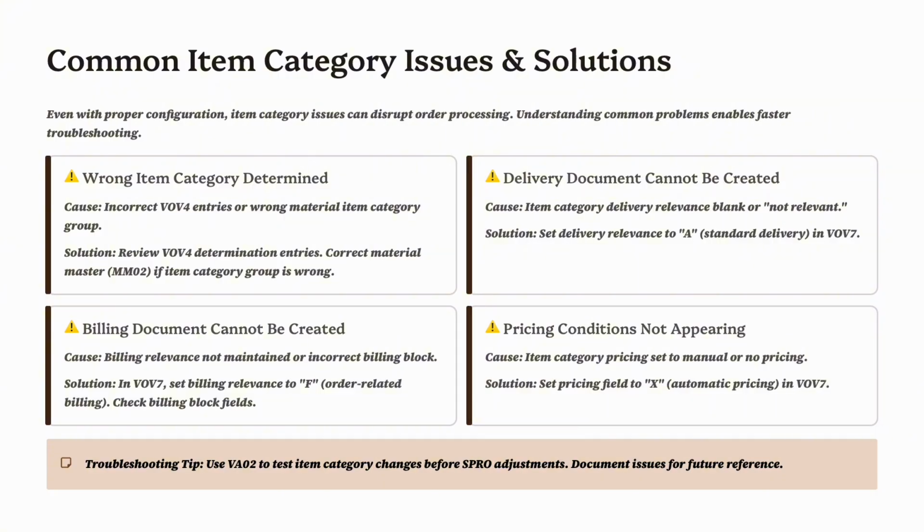3. Pricing not appearing for the item. This happens when the item category is set as non-pricing relevant, condition exclusion is active, it's a text or service item, or the pricing procedure does not include relevant conditions. Item categories play a major role in whether pricing appears at all.